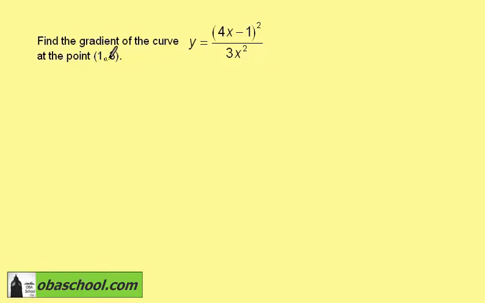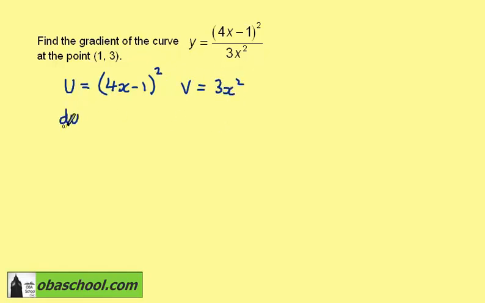We want to find the gradient of the curve y equals (4x minus 1) squared over 3x squared at the point (1, 3). For gradient, we need dy/dx. It's a quotient, and we should be able to see that u is (4x minus 1) squared, and v is 3x squared.